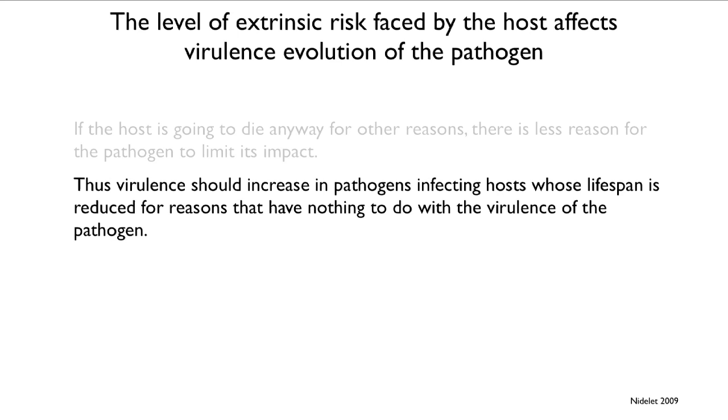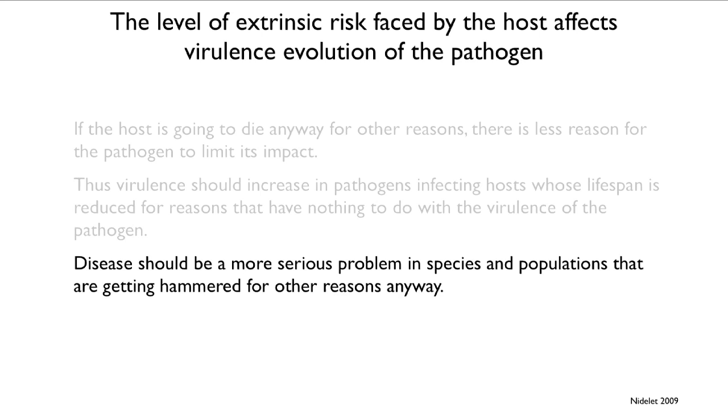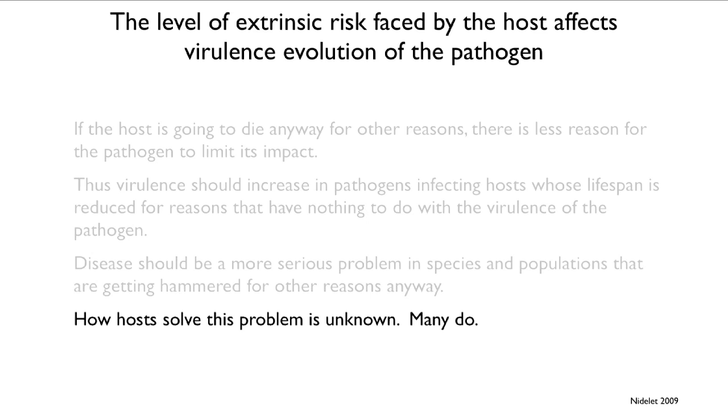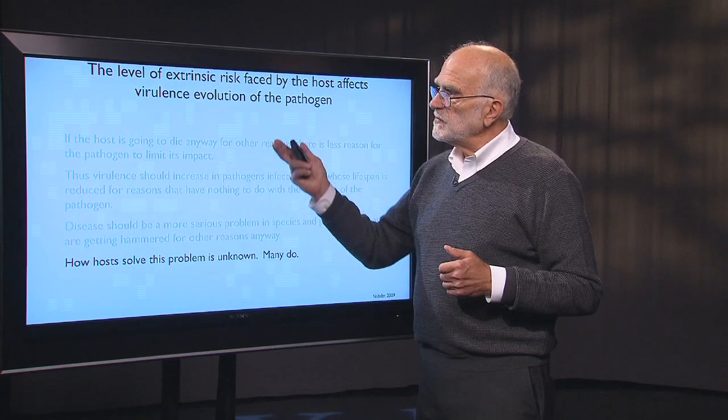Or, in other words, disease should be a more serious problem in species and populations that are getting hammered for other reasons anyway. Well, there are lots of species and populations that get hammered for other reasons, and many of them seem to have solved this problem because they don't necessarily seem to be more susceptible to disease than populations that aren't. However, there haven't been any controlled experiments done to test this idea directly, and the effect may very well be real.